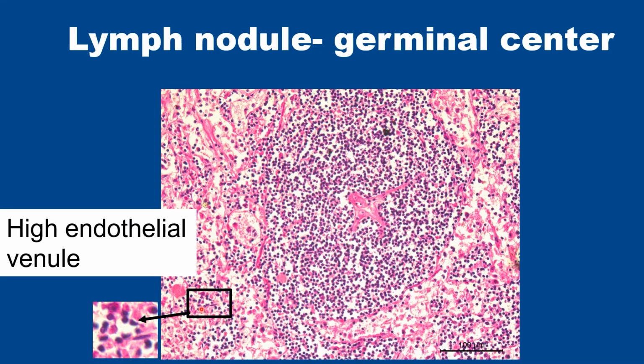Already I have mentioned high endothelial venules. See, this lumen contains some blood cells and it is lined by cuboidal epithelium. There are gaps in between the cuboidal epithelium. So lymphocytes from the high endothelial venule pass through these gaps to the substance of the lymph node. High endothelial venules are absent in the spleen.